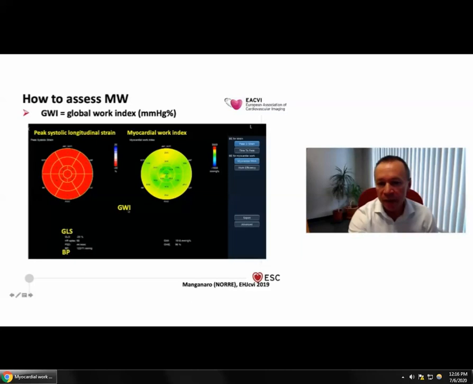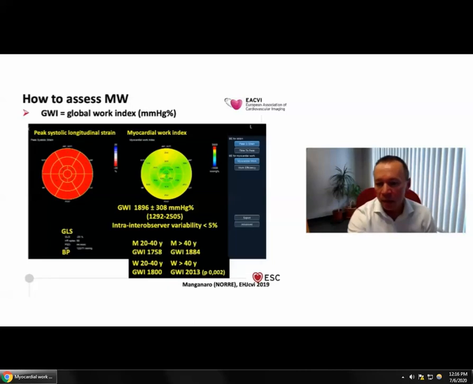You have also global work index, which is similar to global longitudinal strain, calculated as the average of segmental values. Currently, reference ranges for normal values for the European population have been published. So the normal value of global work index is around 1900 mmHg%. And the intra- and interobserver variability is similar to that of strain, less than 5%. You should be aware of the fact that global work index increases with age because of the increase in blood pressure. And this increase was mainly significant in that study in women. All these data of all the segments and global values can be exported in an Excel file.